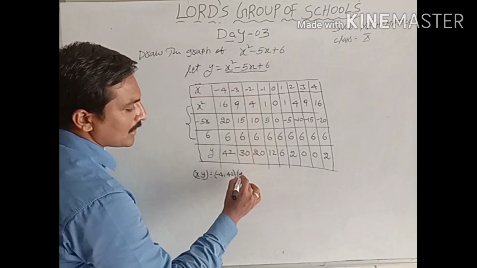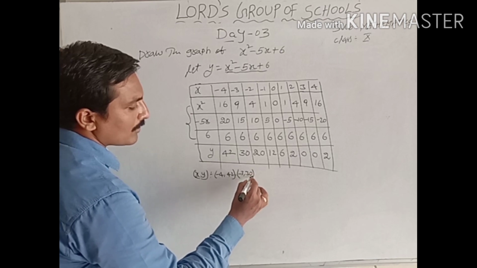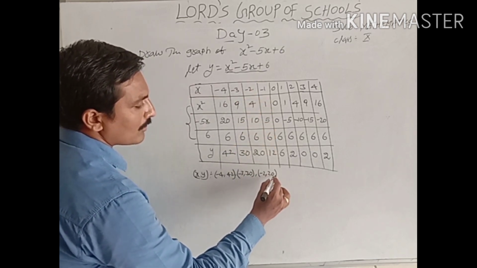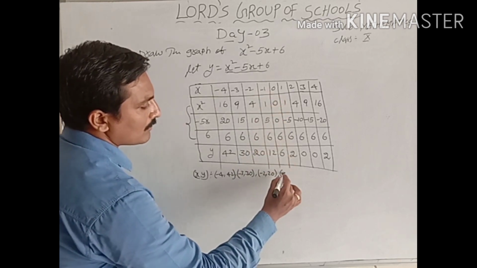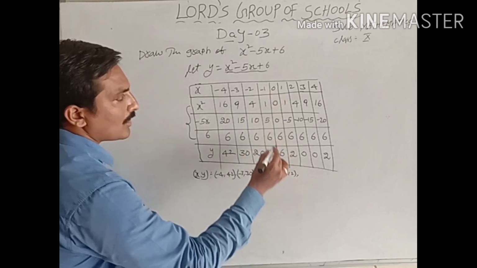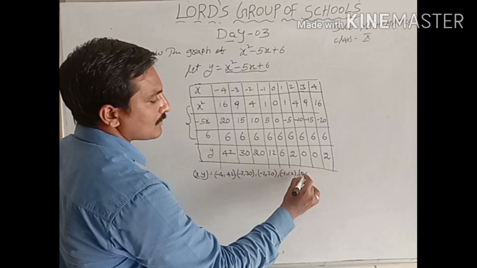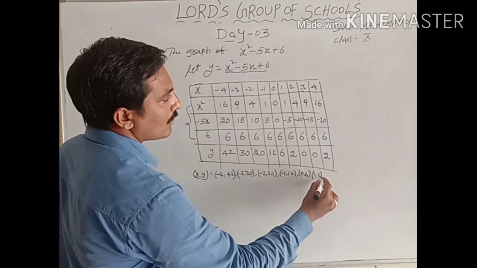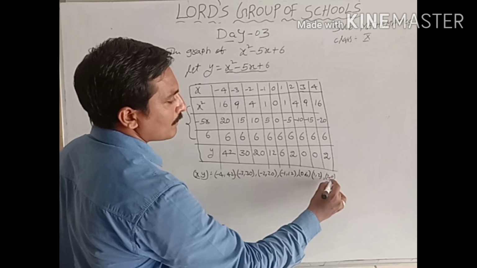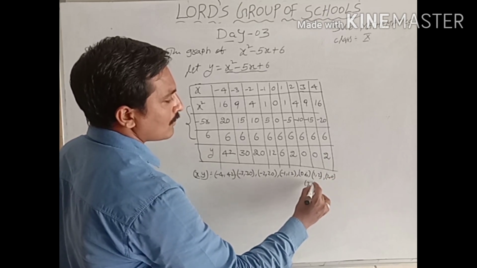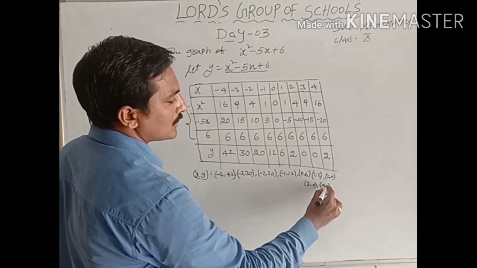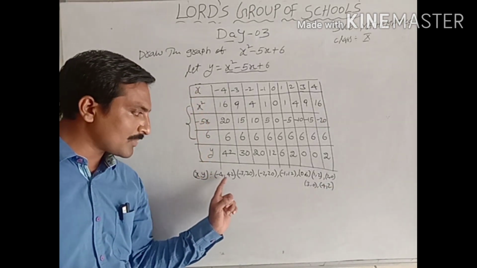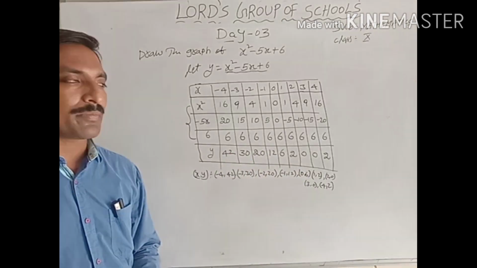Minus 3 comma 30. Minus 2 comma 20. Minus 1 comma 12. 0 comma 6. 1 comma 2. 2 comma 0. 3 comma 0. 4 comma 2. These are the ordered pairs, x value comma y value. Like that you have the ordered pairs.